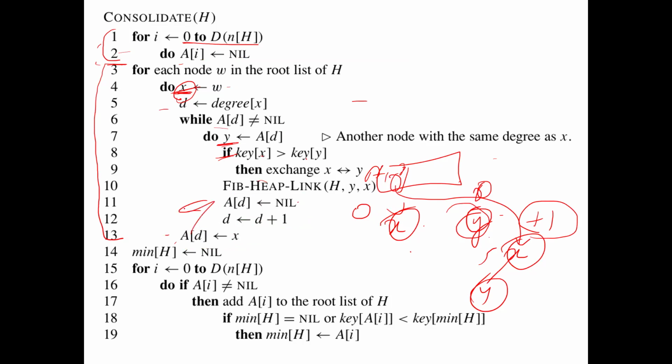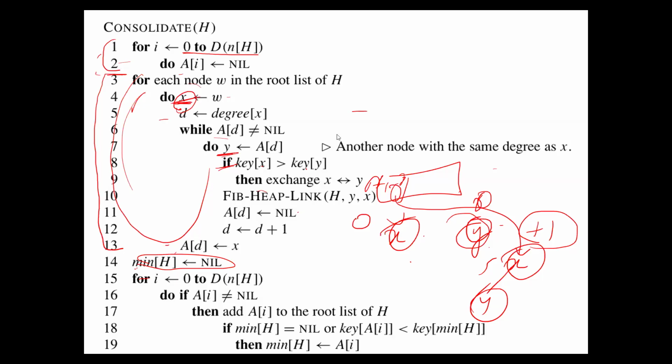So that is what we do here. Once you do all this, for every current node, we keep on doing this. You complete all this, and at the end we reinitialize the min pointer. And the next step is from line number 15 to 19. It basically rebuilds the root list from the existing non-nil elements of A of I.